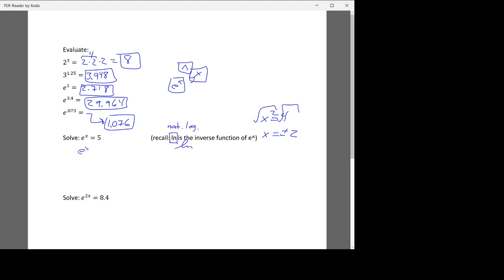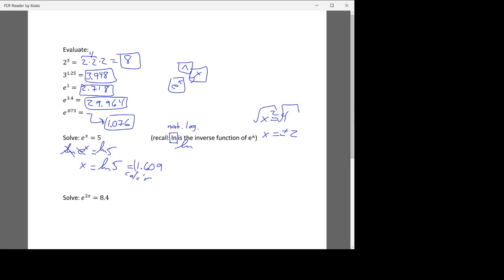So if you have e to the x equals 5, instead of square rooting both sides, you natural log both sides. And then on this side, what you want to happen happens. And then ln 5, you can do on your calculator. Take the natural log of 5. It's the ln button, not the log button. And I get 1.609.